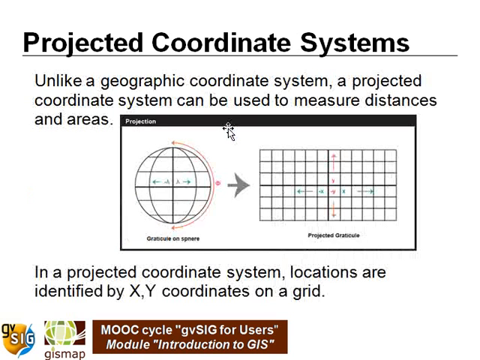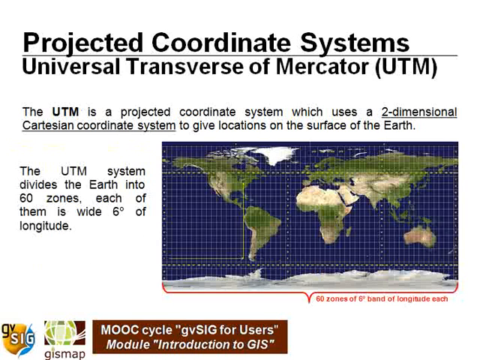And unlike the geographic coordinate system, a projected coordinate system can be used to measure distances and areas. In such a system, locations are identified by XY coordinates on a grid. You see this example of UTM, a projected coordinate system which uses a two-dimensional Cartesian coordinate system to give locations on the surface of the Earth, and the UTM system divides the Earth into 60 zones. Each of them is 6 degrees of longitude wide.